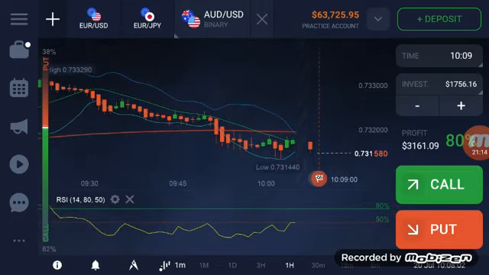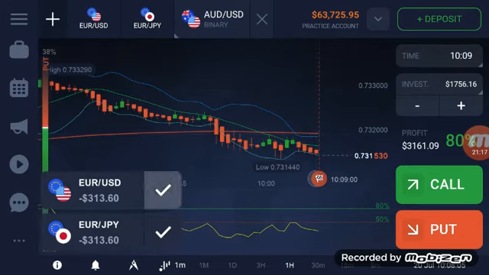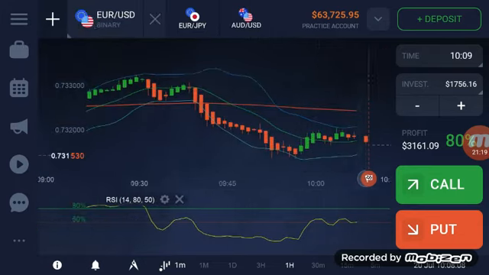It's very high now on my investment. Two big losses. What am I doing?